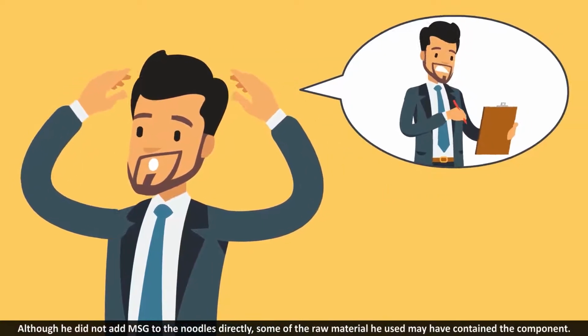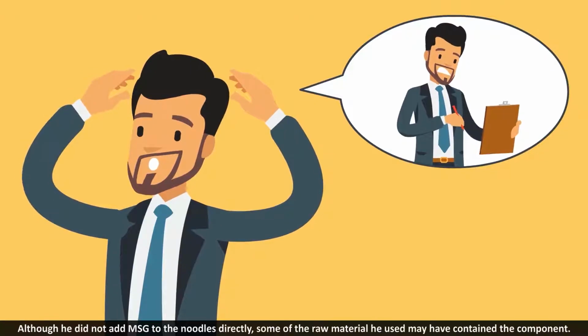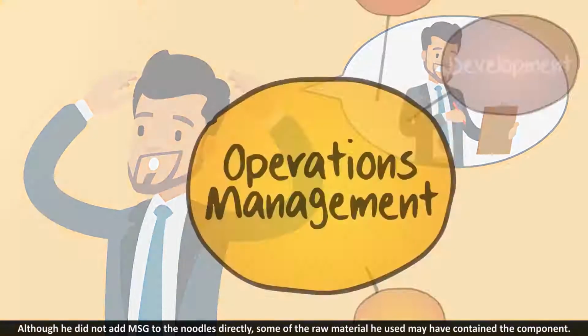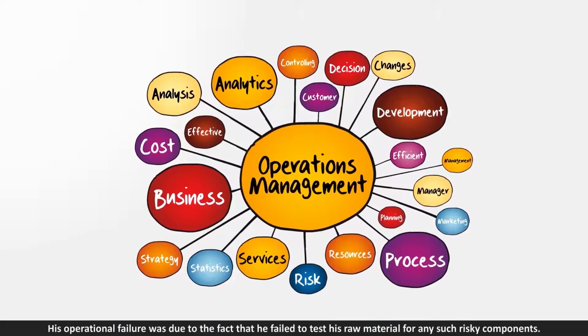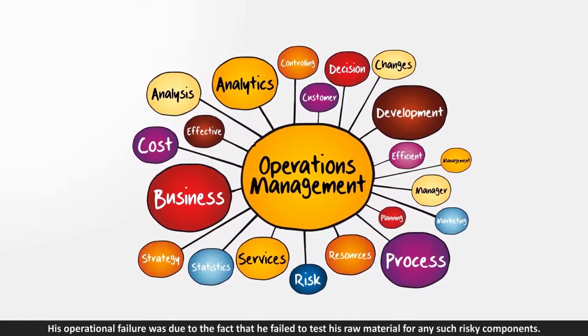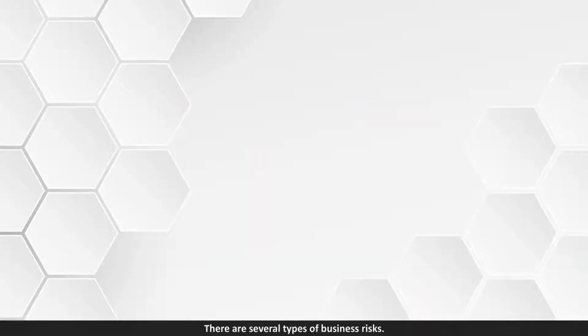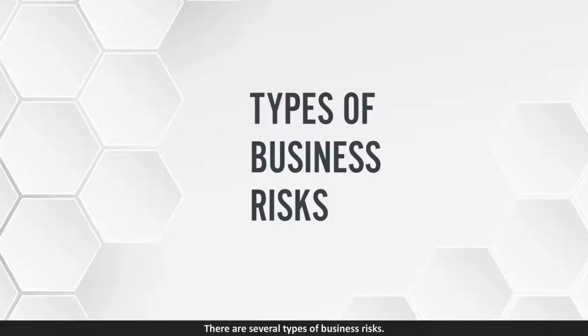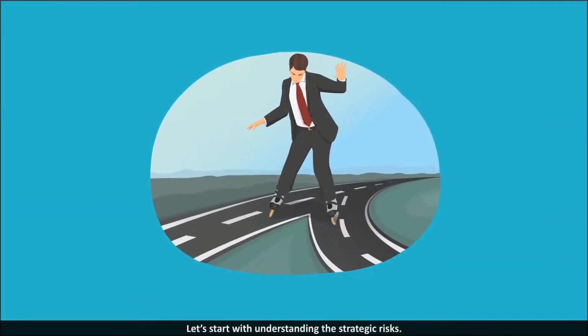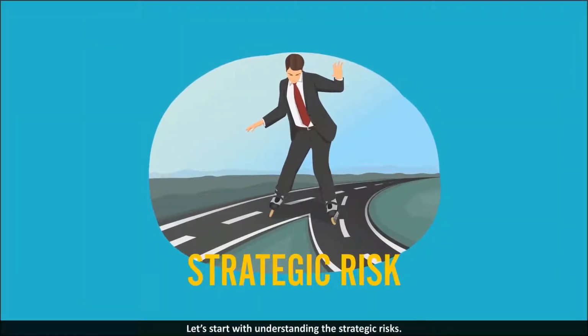Although he did not add MSG to the noodles directly, some of the raw material he used may have contained the component. His operational failure was due to the fact that he failed to test his raw material for any such risky components. There are several types of business risks. Let's start with understanding the strategic risks.